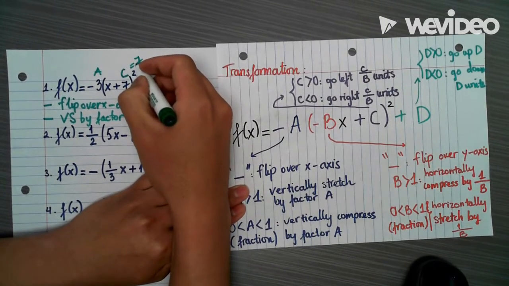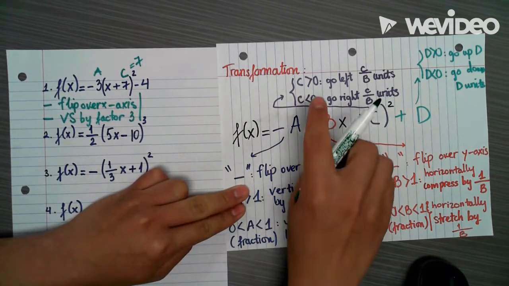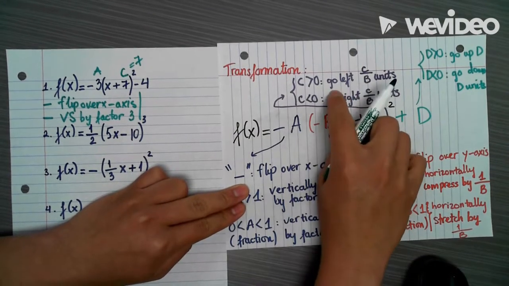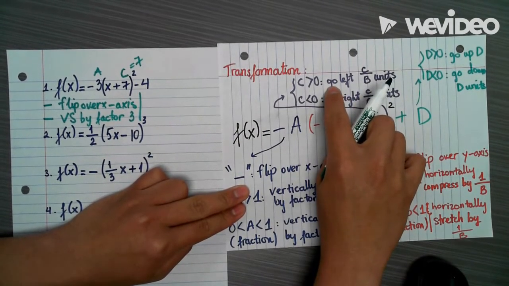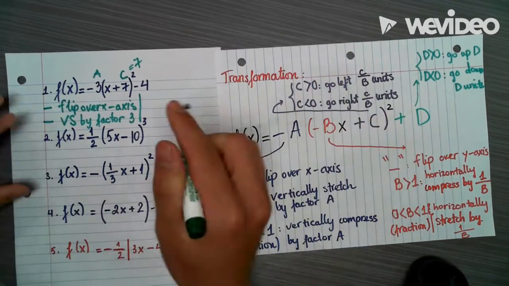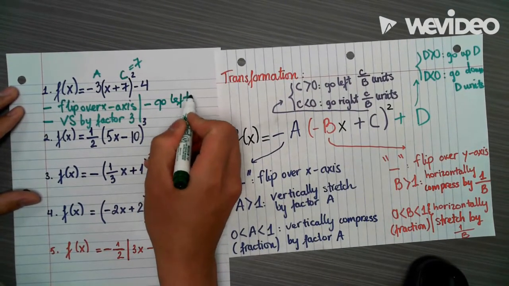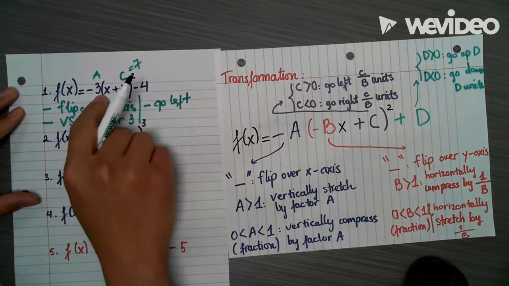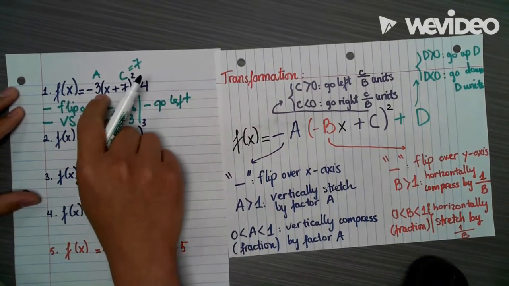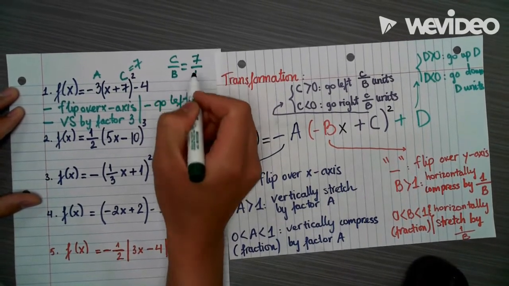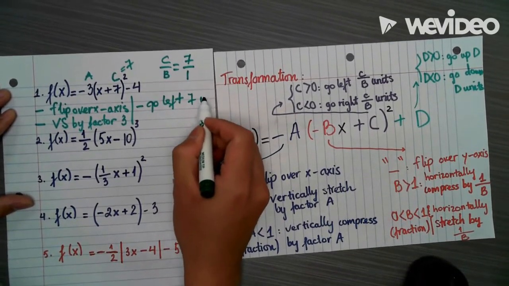7 is bigger than 1, so it's going to go left c over b units. Go left c over b units. Because we don't have b, b is 1. So c over b is 7 over 1, so 7 units.